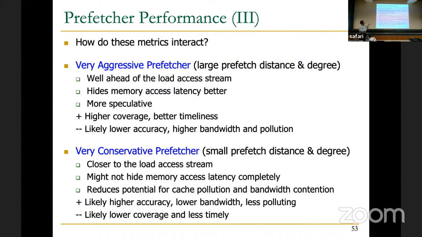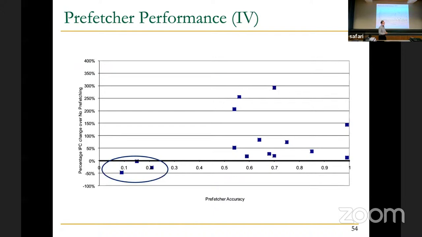Assuming the algorithms are equal, this likely has higher accuracy. Lower bandwidth, definitely, and less polluting. But it also likely has lower coverage, and it's likely less timely, because it's not staying far ahead of the demand access stream. So these are some workloads, and you can plot these correlations.